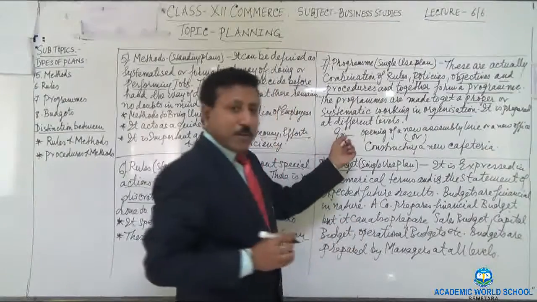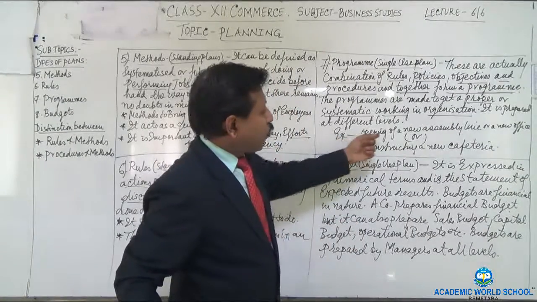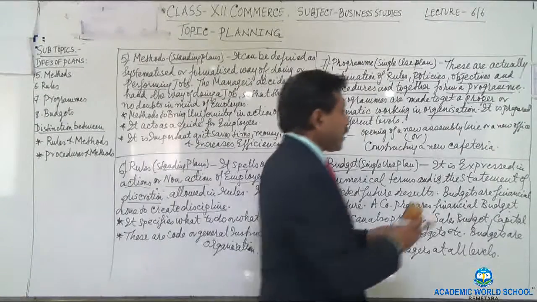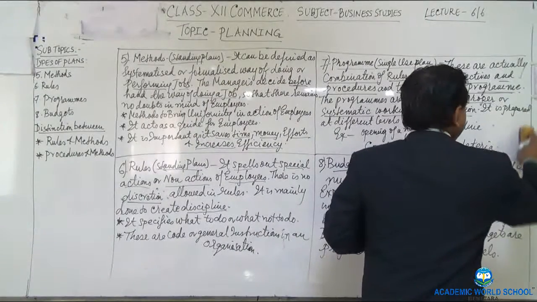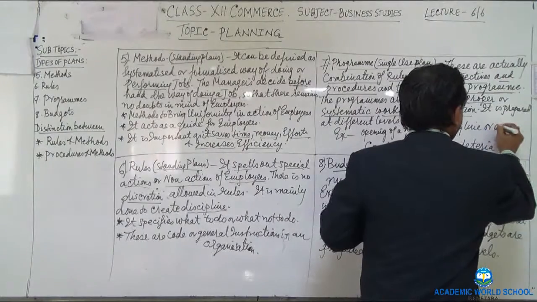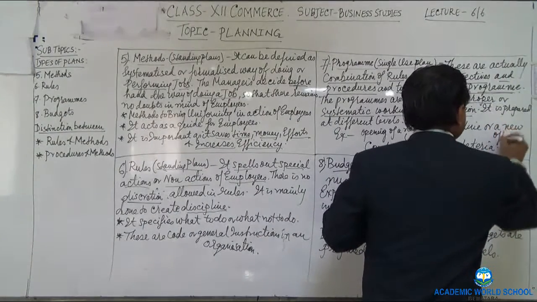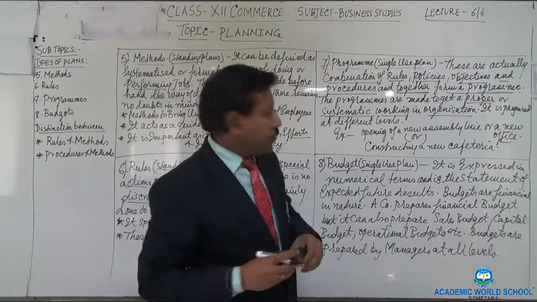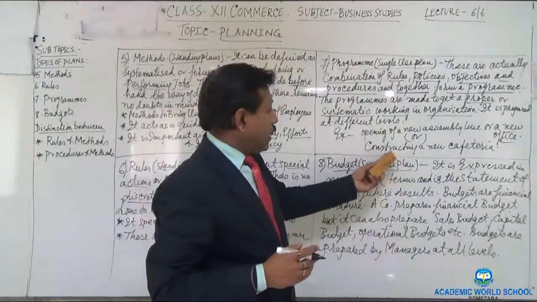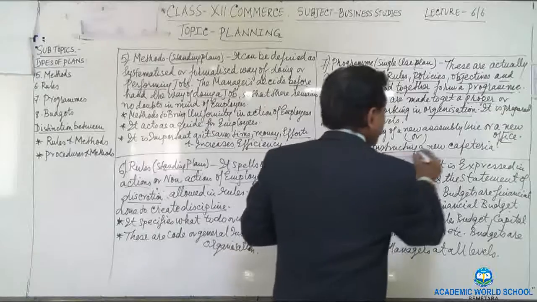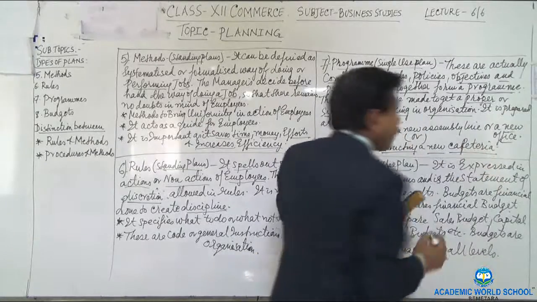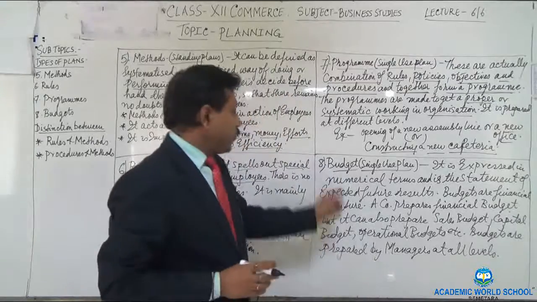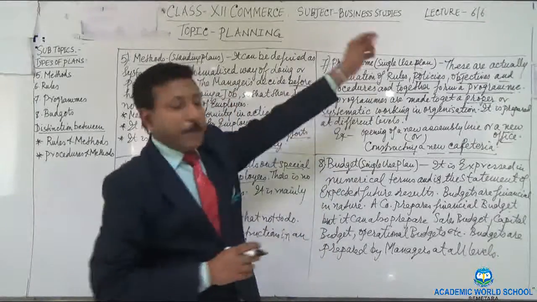And an example of a program can be opening of a new assembly line or a new office, or constructing a new cafeteria. Now we will move up with the last one, that is budgets.